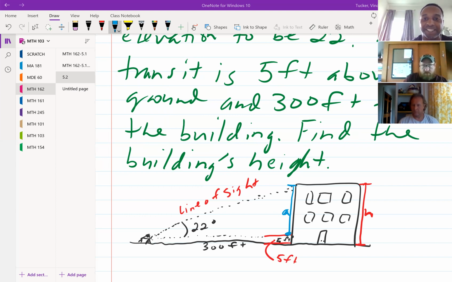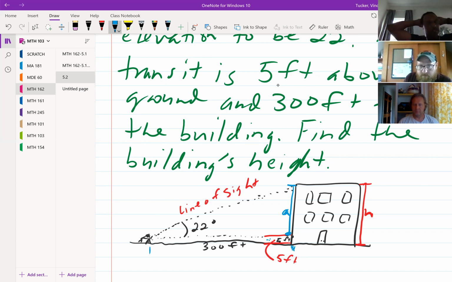So I said, what time of day is it? Yeah, they didn't get that deep into it. And yes, the example is on page 596 if you have the book in your possession. So I did my best. Got my little guy here looking into the transit. The transit is 5 feet off of the ground, so that's what this represents over here. It's 300 feet from the transit to the building.